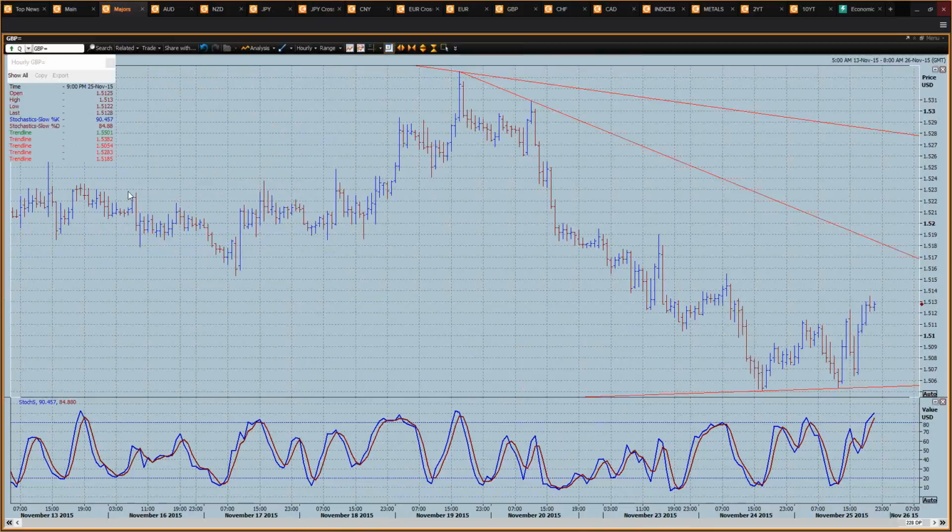Okay, now sterling. We've got some major levels here: 150.185 on the top side, 150.54 on the downside. Once again, I'm getting these from the trend lines.